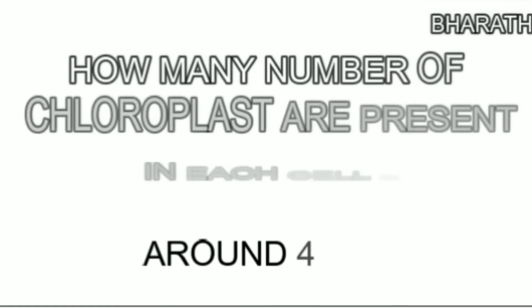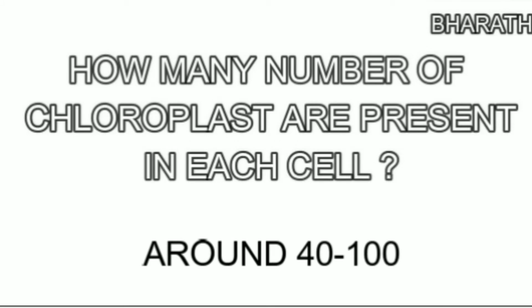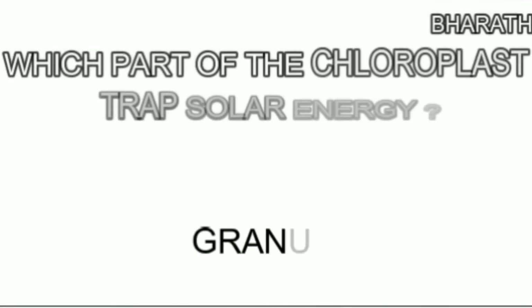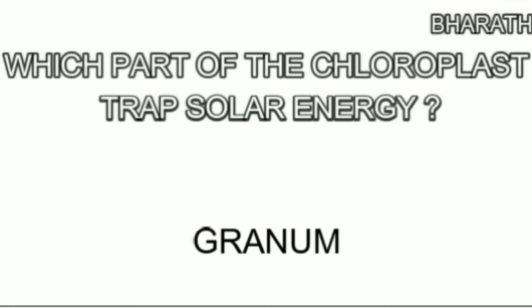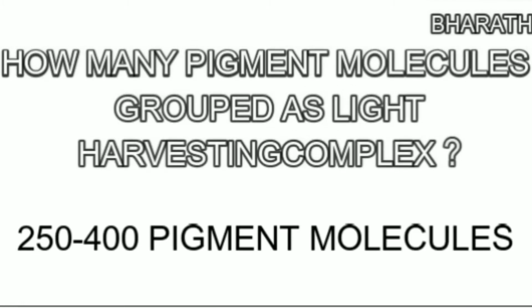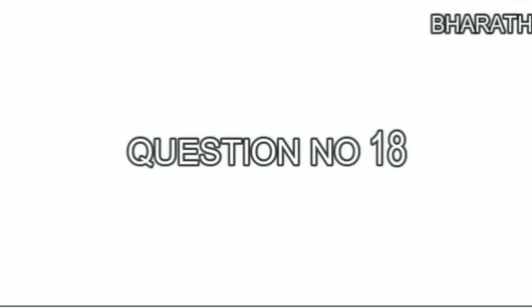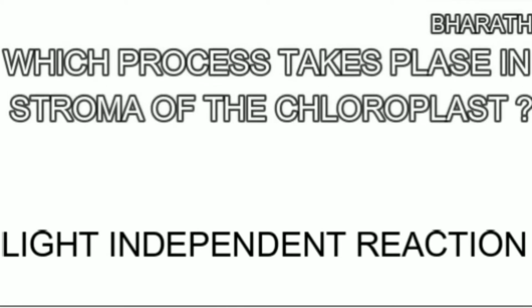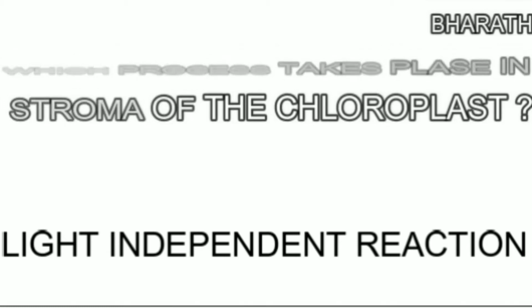How many chloroplasts are present in each cell? Around 40 to 100. Which part of the chloroplast traps solar energy? Granum or grana thylakoids. How many pigment molecules are grouped as a light harvesting complex? 250 to 400 pigment molecules. Which process takes place in the stroma of the chloroplast? The biosynthetic process, or light independent reaction, takes place in the stroma of the chloroplast.